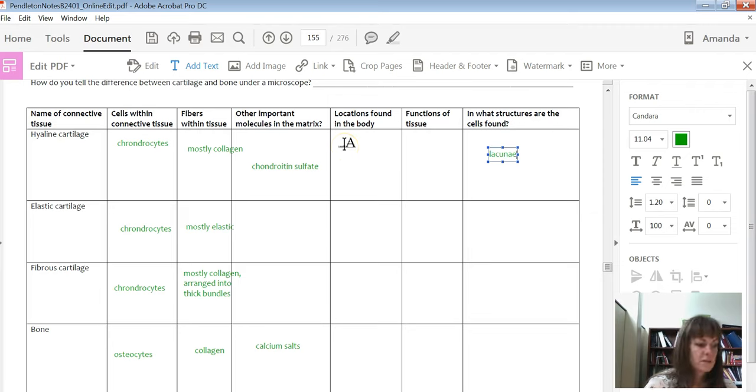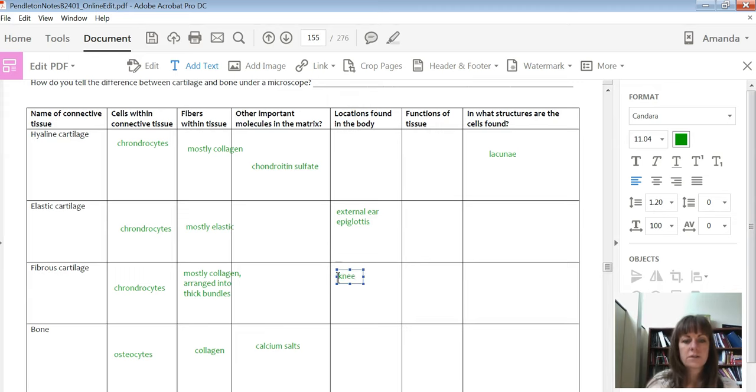So, locations found in the body. Elastic cartilage has two of the main locations: the external ear and the epiglottis. The epiglottis is a little thing internal above your voice box, and it helps close off your windpipe when you swallow, so you don't swallow food under normal circumstances.